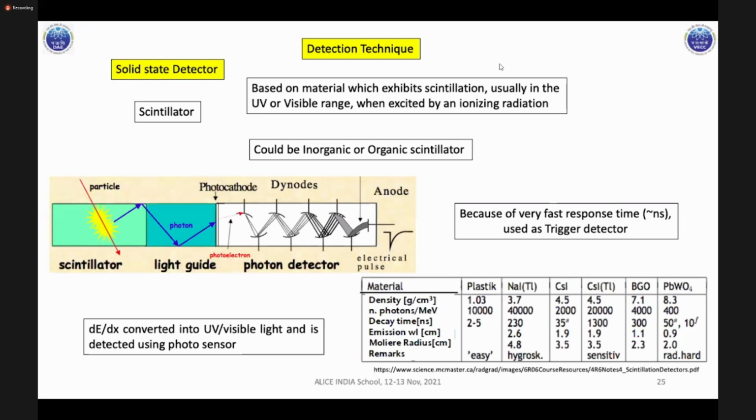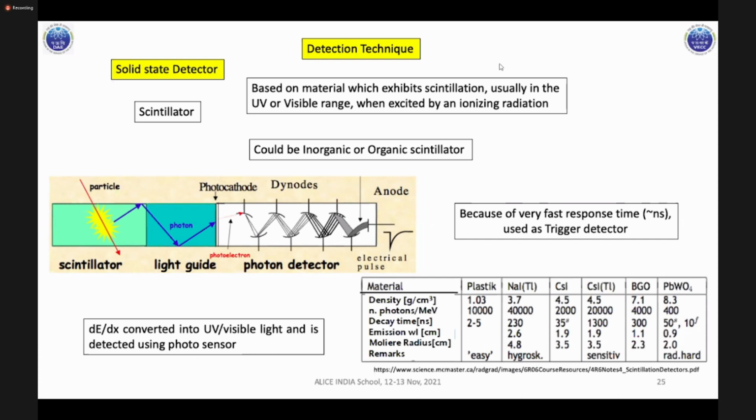So what is a scintillator? Scintillators are detecting media based on some material which exhibits scintillation, usually in the form of ultraviolet or visible light, when excited by an ionizing particle. Just look at the schematic shown on this page. When a charged particle or ionizing particle enters this medium, it excites the medium and produces a photon. The next job is to collect this photon and produce a measurable signal.